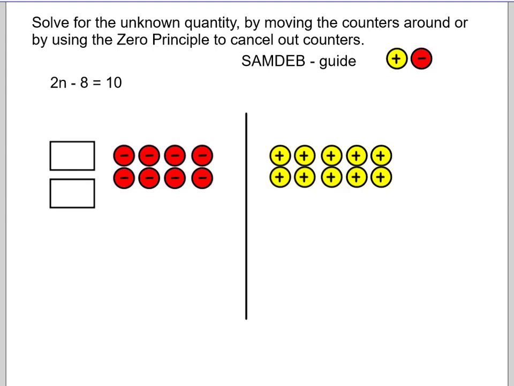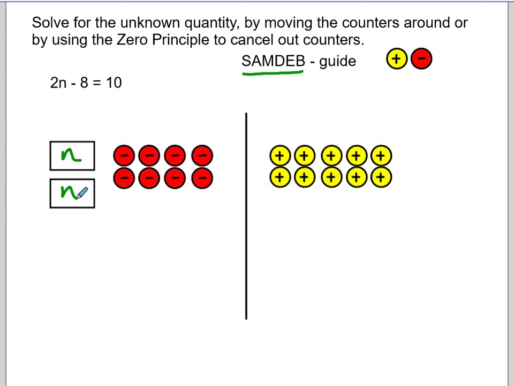Okay, so I'm going to do one more, I think, with a picture here. If I can get it to move down. Yeah, and then we'll just try a couple more. So now this is a two-step problem, and I'm going to work with my SAMDEB as my guide. So 2n minus 8 equals 10. So I have two of these unknown boxes. I have my negative 8 or minus 8 there represented, and I have positive 10 on the right-hand side.